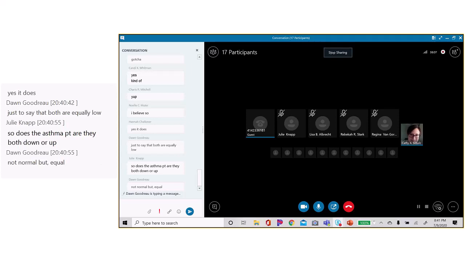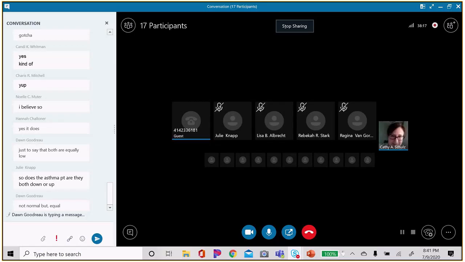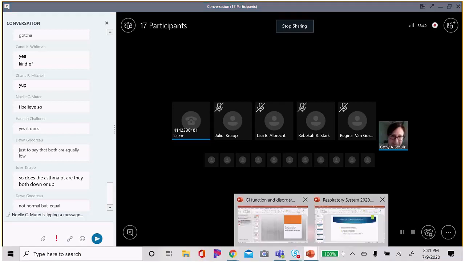So for the asthma patient, the forced expiratory volume will be decreased, but the forced vital capacity will be normal, because asthma is not a restrictive disorder. It does not affect lung compliance. It will affect the speed of airway movement, and the patient will certainly feel like they can't get a breath, but it's not because of the lung parenchyma. It's because of the resistance to airflow. So it's just a different reason. I could still have coughing, but the reason is different.